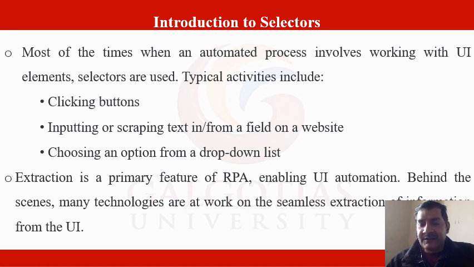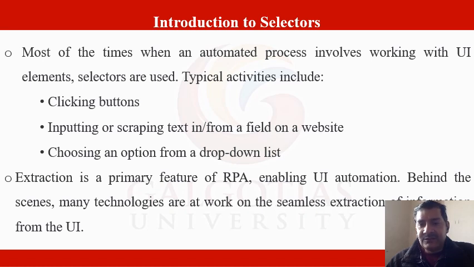The activities include, for example, clicking buttons, while you click onto the button. Second is inputting or scraping text. We have already discussed screen scraping as well as data scraping. Then from a field on a website, choosing an option from a drop down list. This is all about the activities where, when you automate the process working with UI elements, the selectors are used.